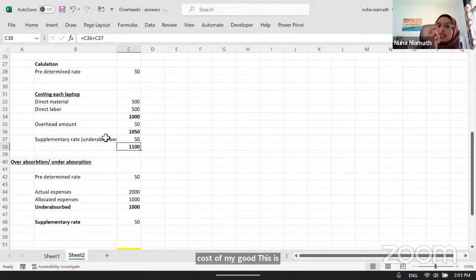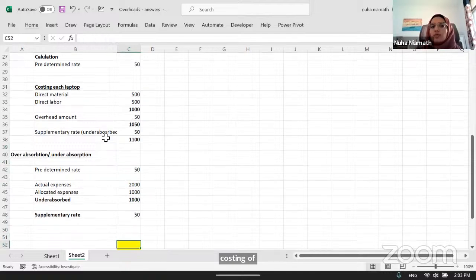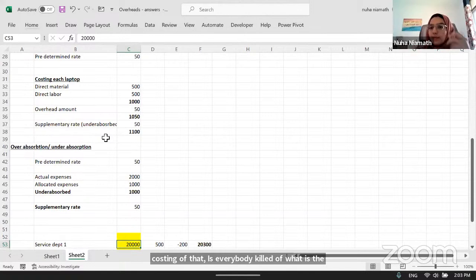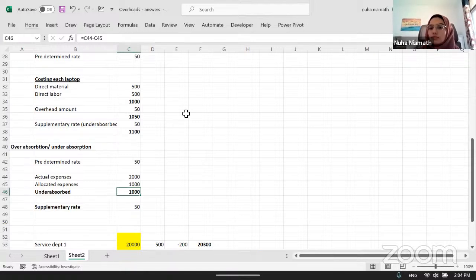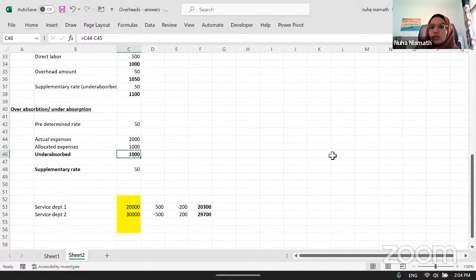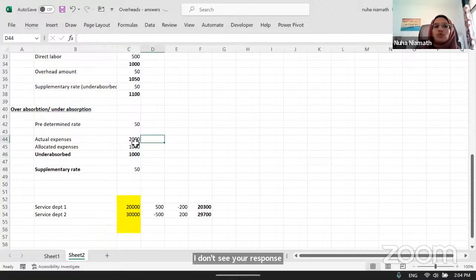Generally what will happen is this expense will go into the next month, because you would have already calculated the cost for the previous unit. Now this goes into the costing of those units in the next month. So is everybody clear of what is the concept of under absorption and over absorption? I don't see a response. Okay, so we know that.